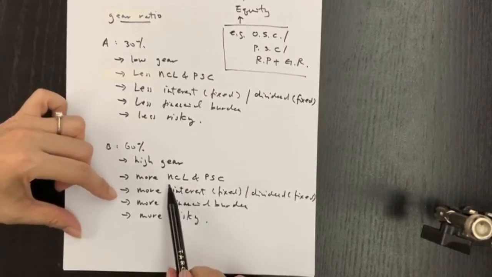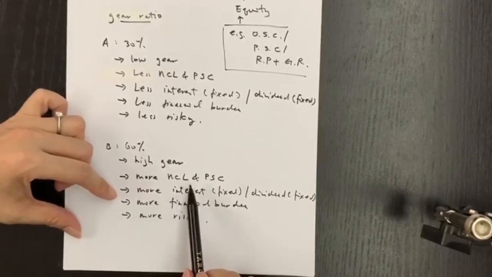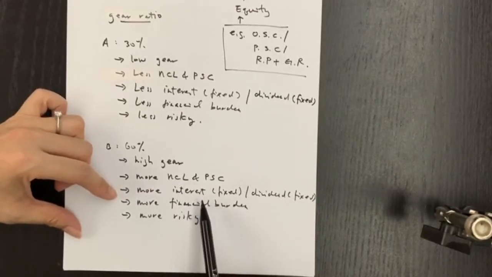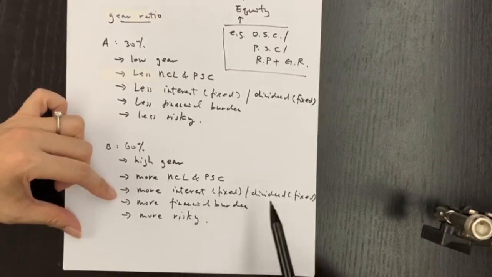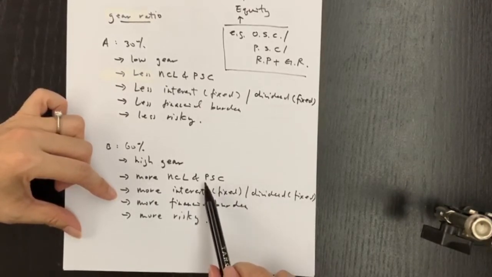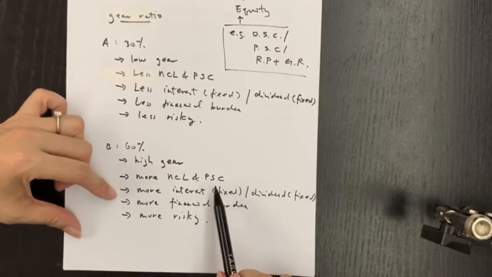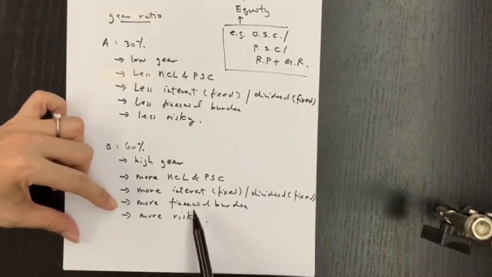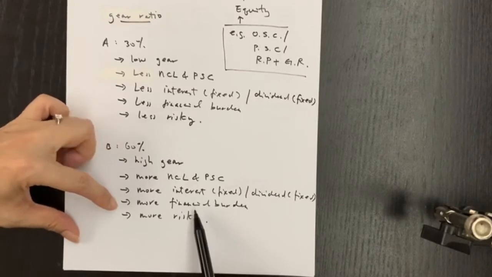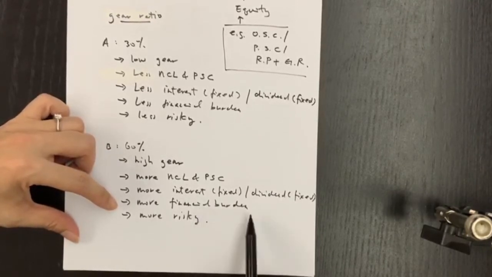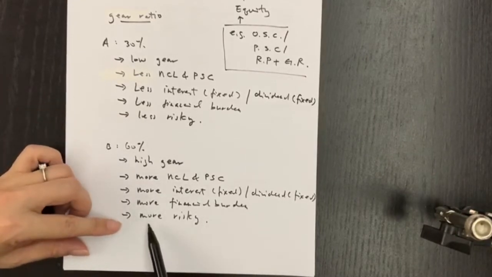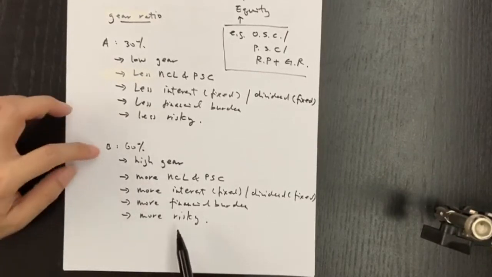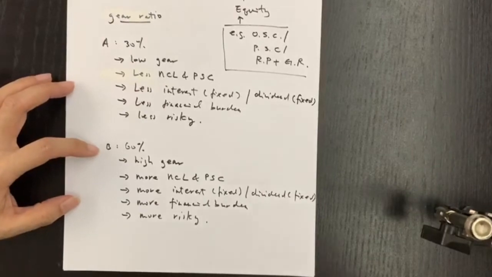Okay, so what's wrong if you have more non-current liability? Whenever you have non-current liability, you need to pay interest, right? And interest is always fixed. And similarly, whenever you issue preference share capital, you need to pay this fixed dividend. Therefore, if the gearing ratio is high, the company will have higher financial burden, and we say that it is more risky to invest in a company with high gear.